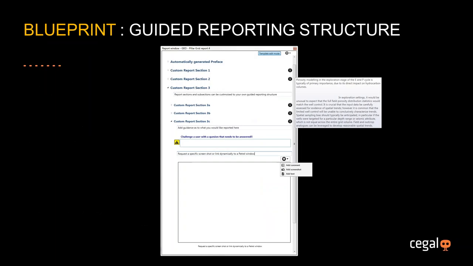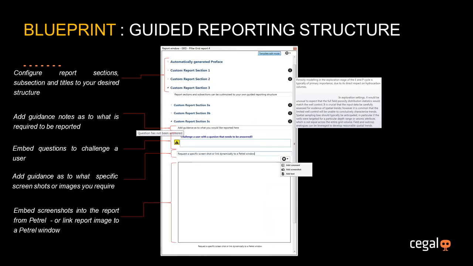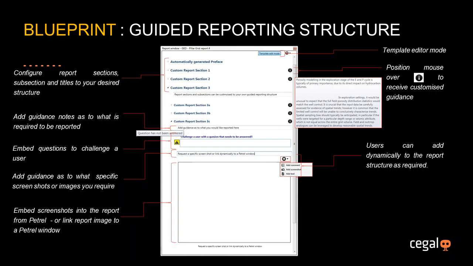So the fully customizable reporting structure can be configured directly within Petrel to cover many different reporting workflows. Elements can be easily added to define report sections and structures, provide guidance via tooltips, make requests for information, add in screenshot ports. Users can dynamically add additional data to a report template that's not been configured in the XML. So that's the report template and report structure itself.